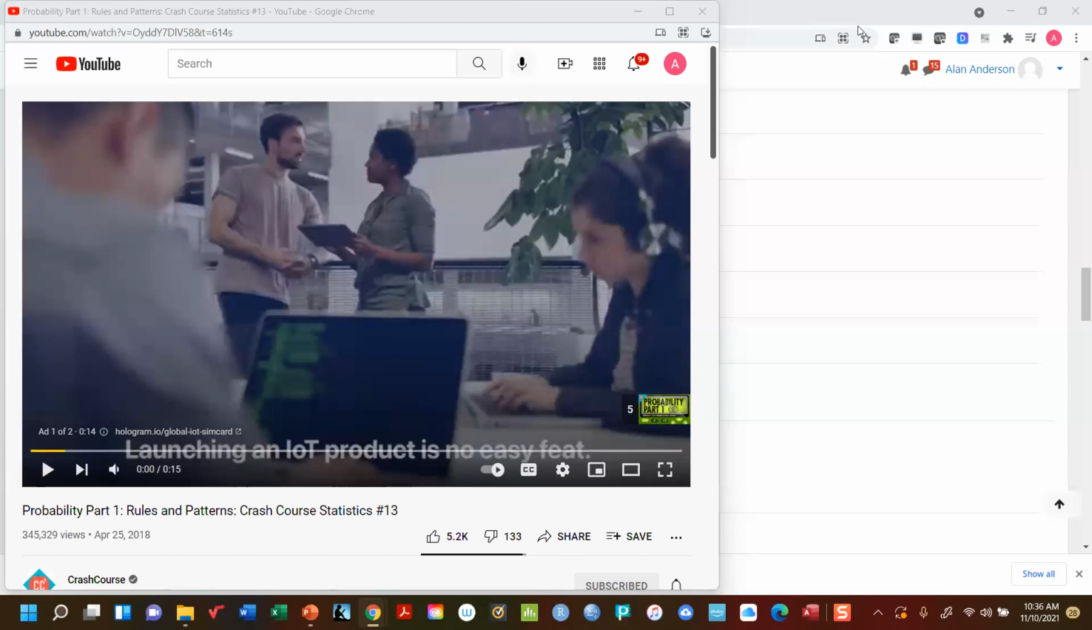We write conditional probabilities as P of event 1 given event 2. Conditional probabilities tell us the probability of event 1, given that event 2 has already happened.